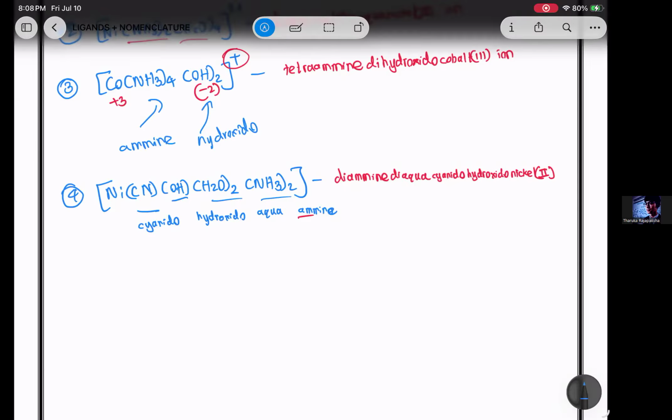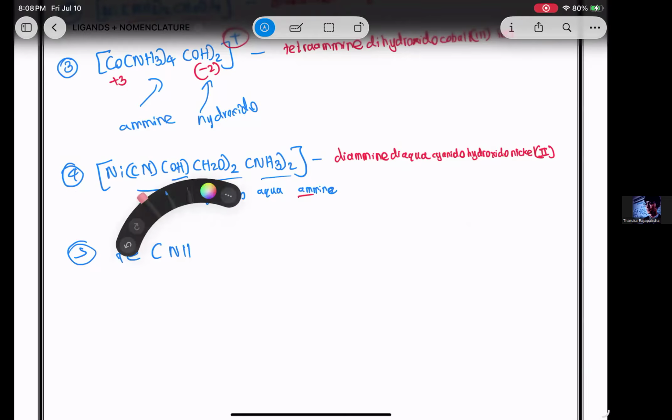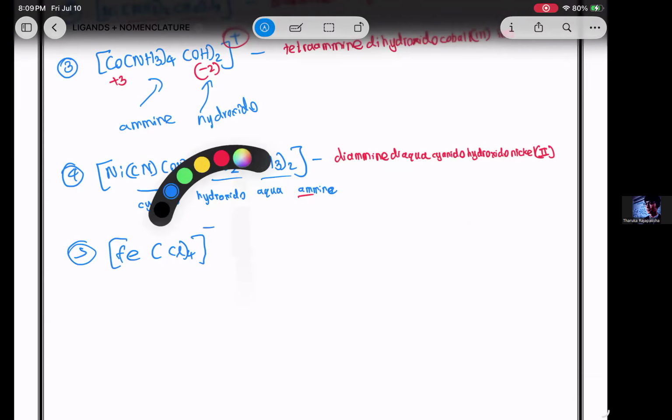Fifth one. Now the example. Let's say we have Fe. Fe won't form ammonia complex. Now write the name of this.